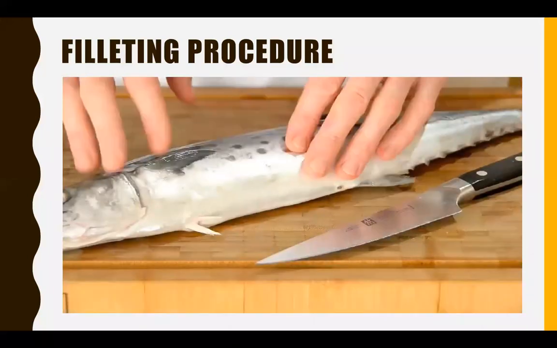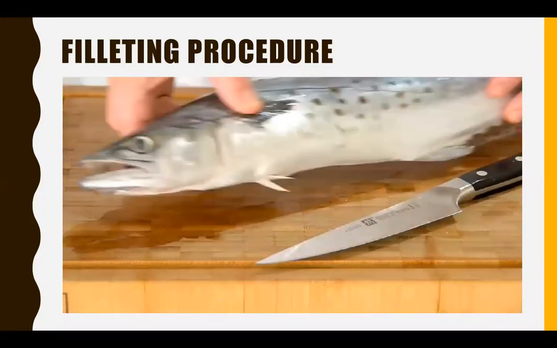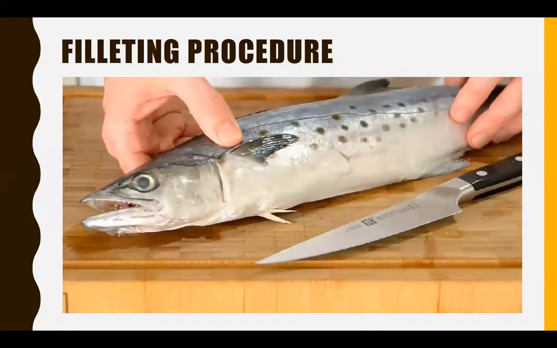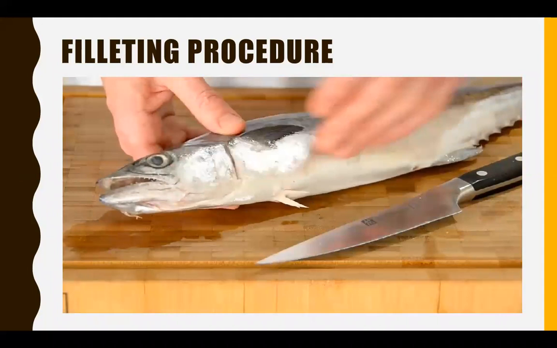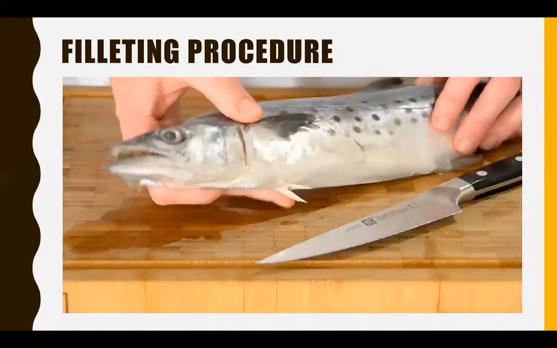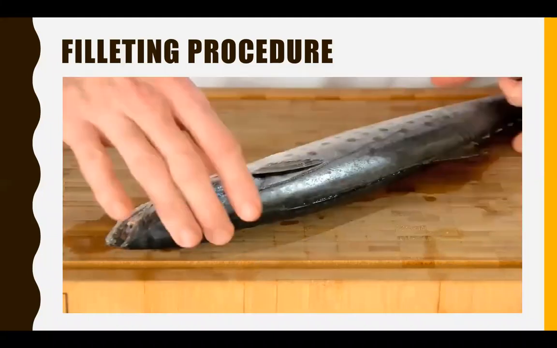Okay, what we have here is a beautiful Spanish mackerel. This guy probably weighs about 2 pounds, and he cost me about $4. I can tell he's fresh because he's got a really firm texture to his flesh, and his eyes are clear. So let's get started on this guy.